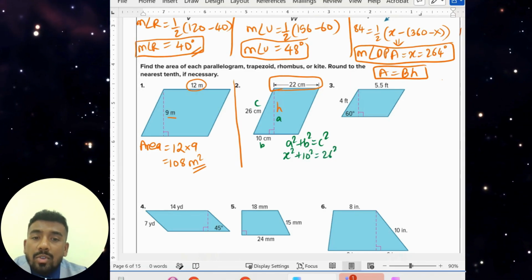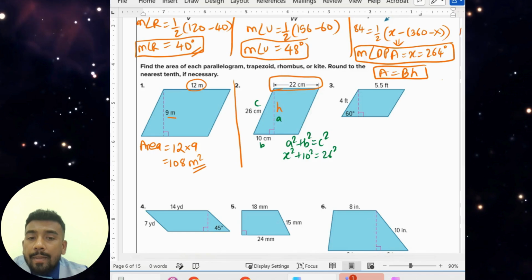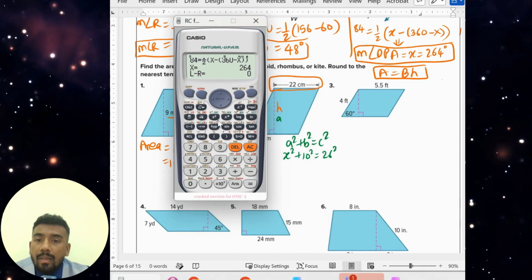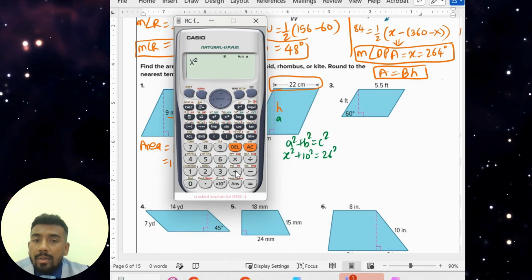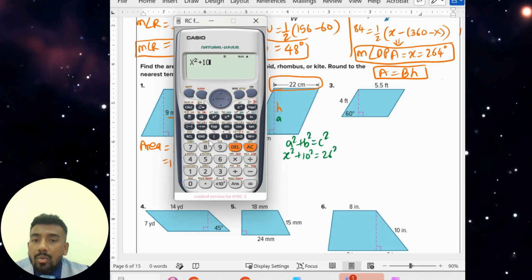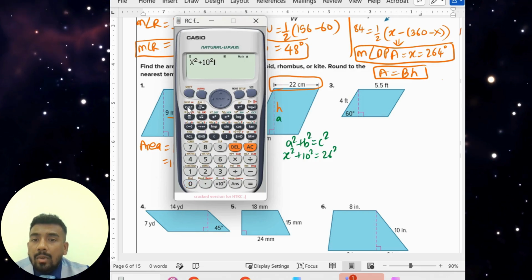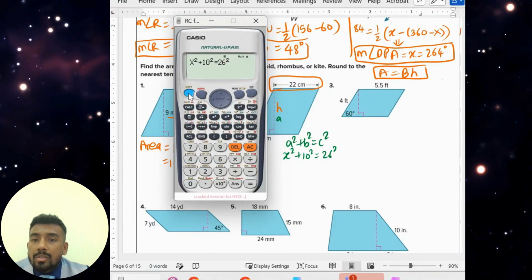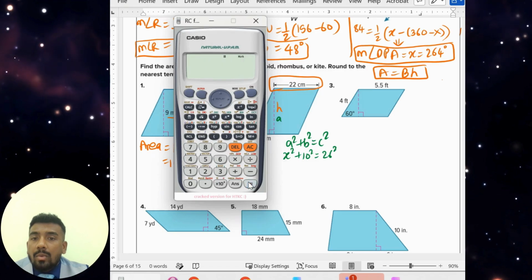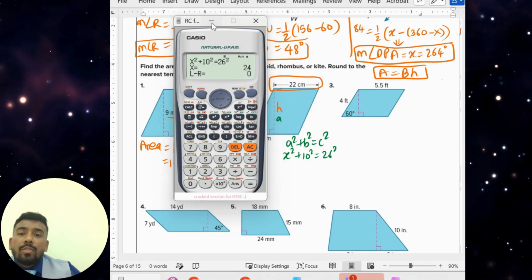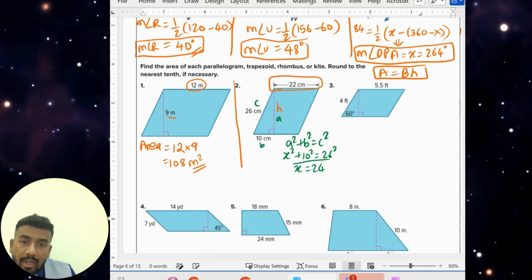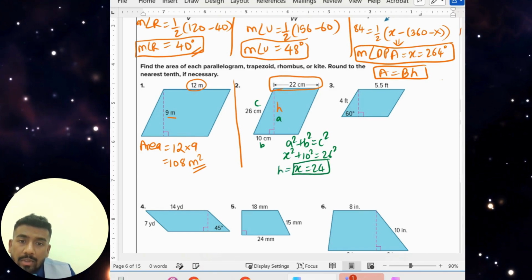Okay. Do shift solve to find the value. How do you find the value? X square plus 10 square equals 26 square. Shift solve equals. What do you get? X is 24. So what's the height? X is 24. That's your height, 24.